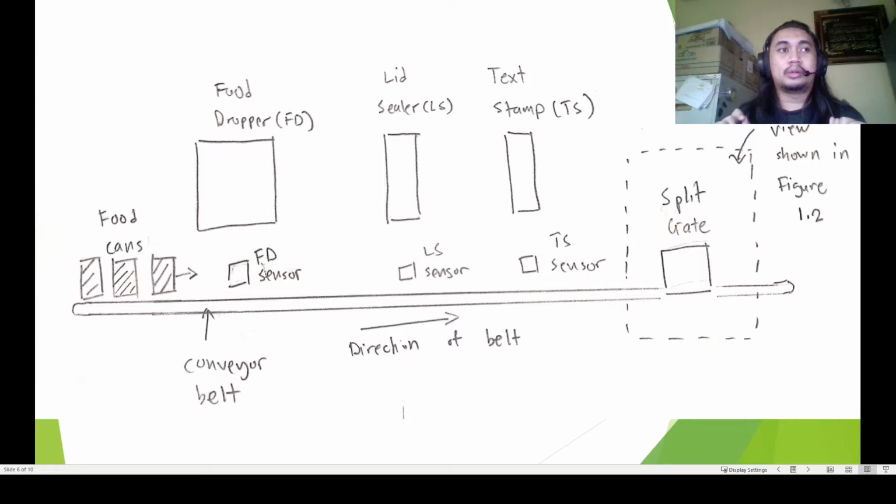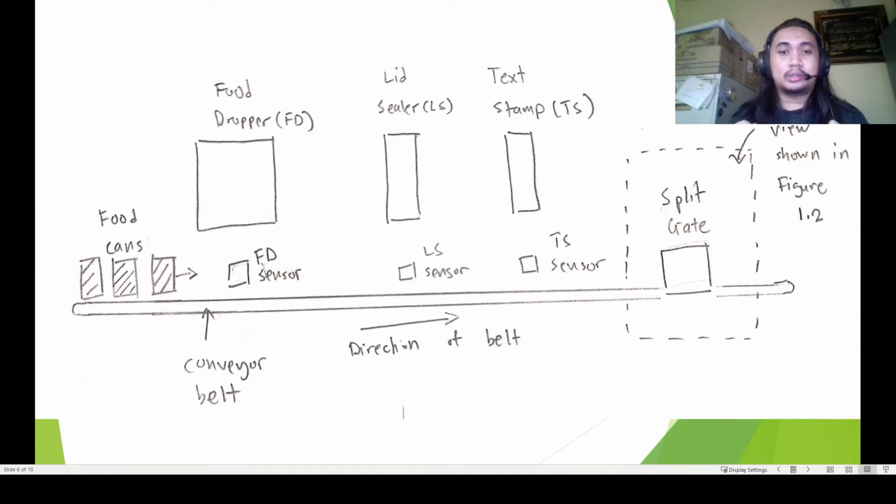So previously I said something about error. Imagine if one of the cans is not aligned, is spaced a bit too far from each other. So imagine if there's only one can under the food dropper and one can under the TS and no can under the lid sealer. So only the food dropper and the tag stamp will be activated at the time because there was no can under the LS sensor. So with this, I can compensate for any severe errors, and at the same time I can probably stop any resources from being wasted.